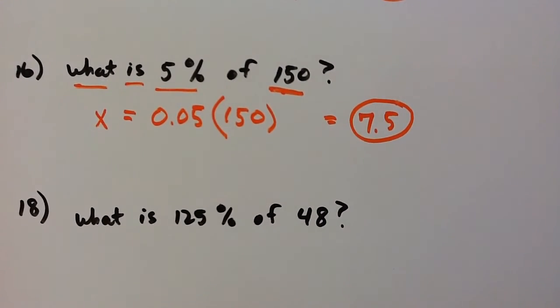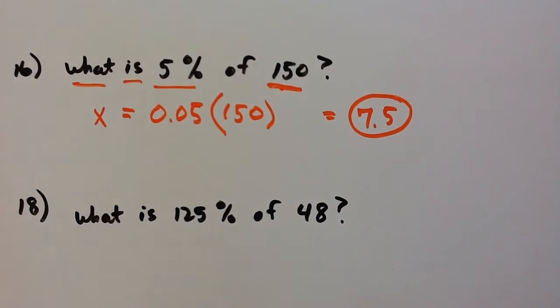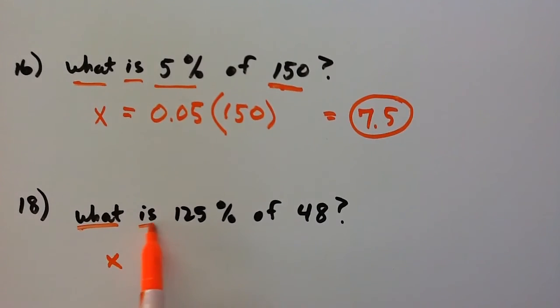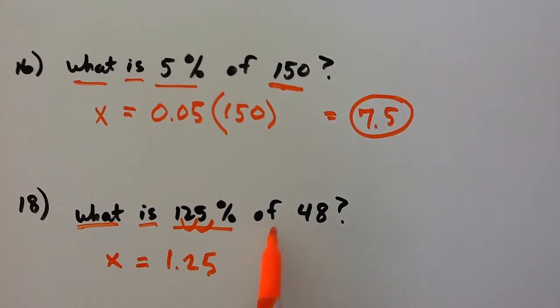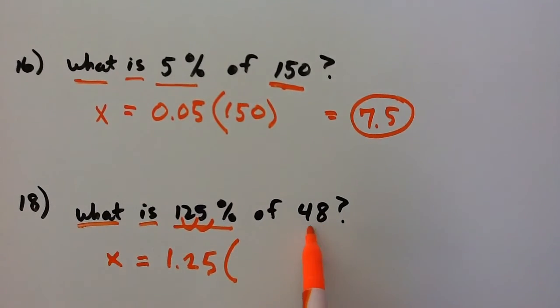Next example: what is 125% of 48? I say "what," that's some number x. "Is" means equals 125%. I could divide by 100, or move the decimal 2 places to the left, to put this in decimal form. That would be 1.25. So x equals 1.25, which is 125% in decimal form. "Of" means multiply by the whole number, 48.